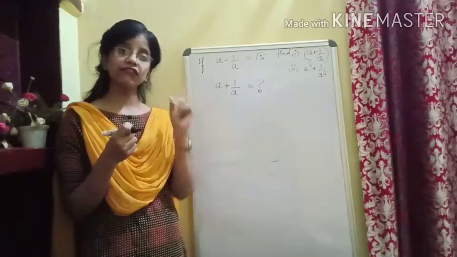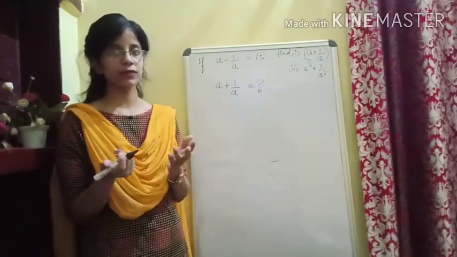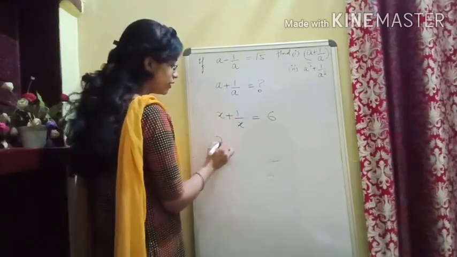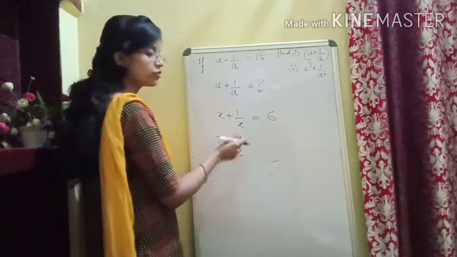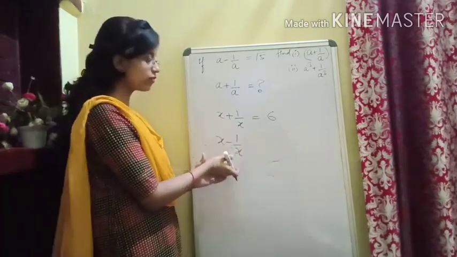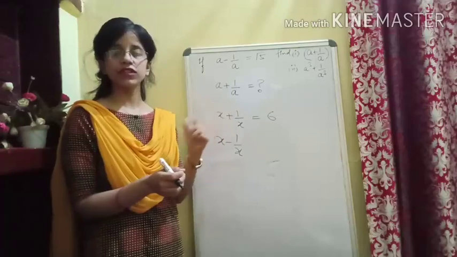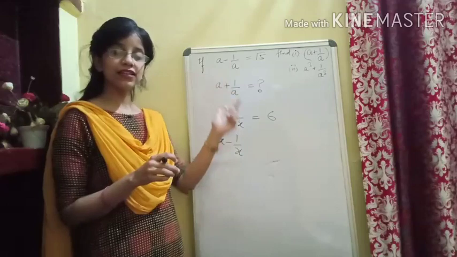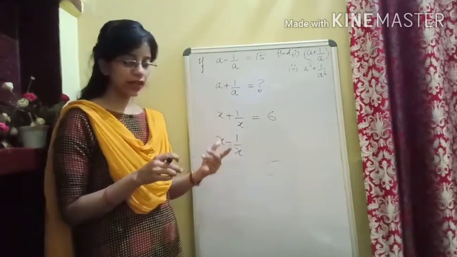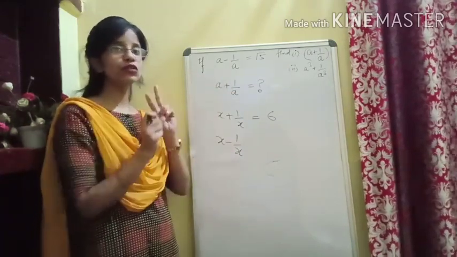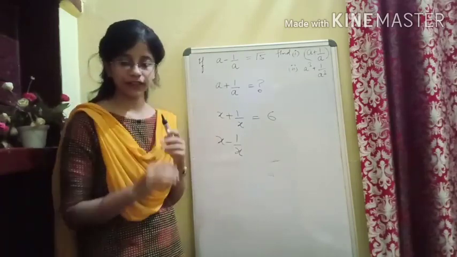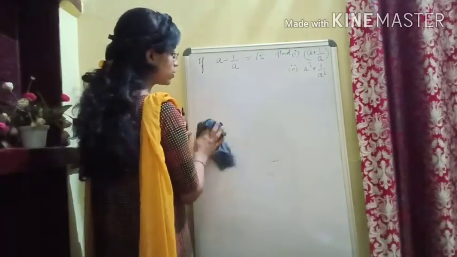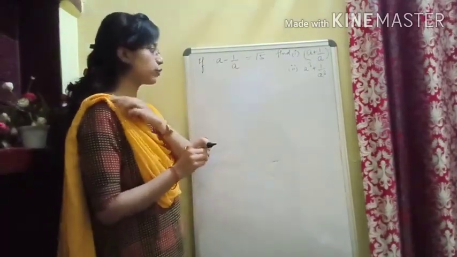If you remember, in our first exercise we simplified such questions: if x plus 1 upon x was given, we were supposed to calculate x minus 1 upon x, or if x minus 1 upon x was given, we calculated x plus 1 upon x. It is up to you whether you use the square identity and do the whole process, or else, there also I told you two methods. Here we are going to see a different thing. Okay.